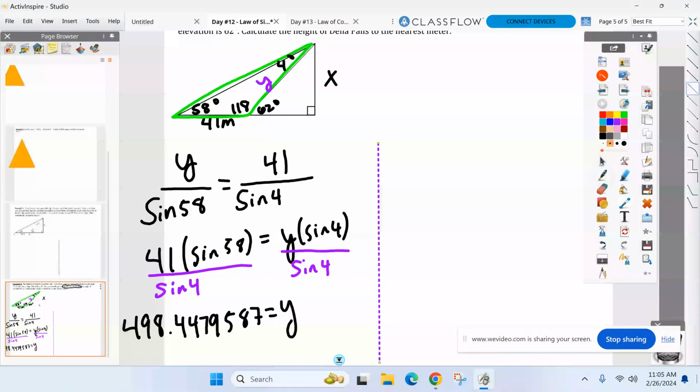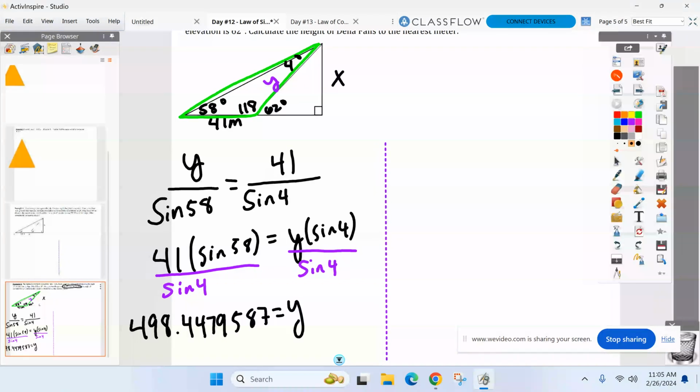Now that I know what that side is, now I have 2 options. You guys choose which way you want to go. Now I can use that with, actually only 1 option. Now I can use that with the small right triangle. And I could say, I have my opposite side I'm looking for, which is the height of the falls. And now I have the hypotenuse, which I just found using law of sines.